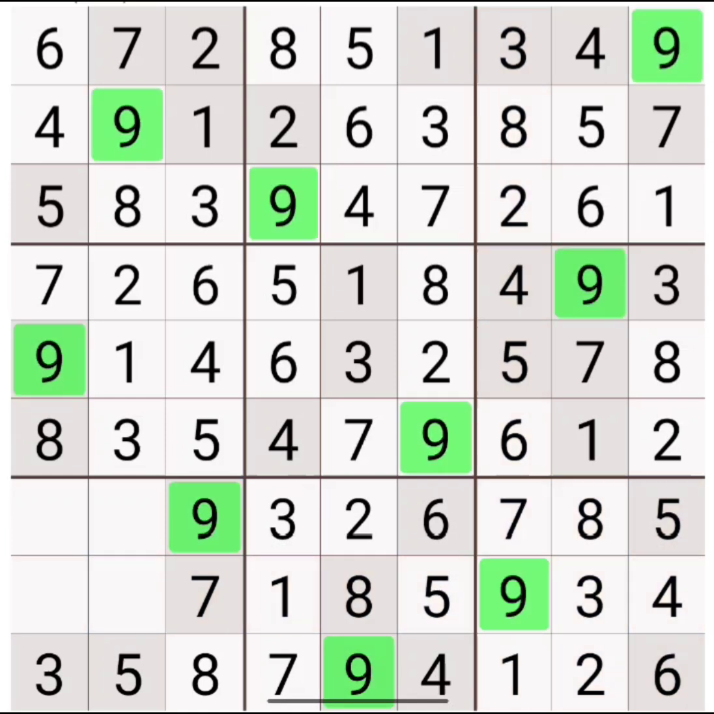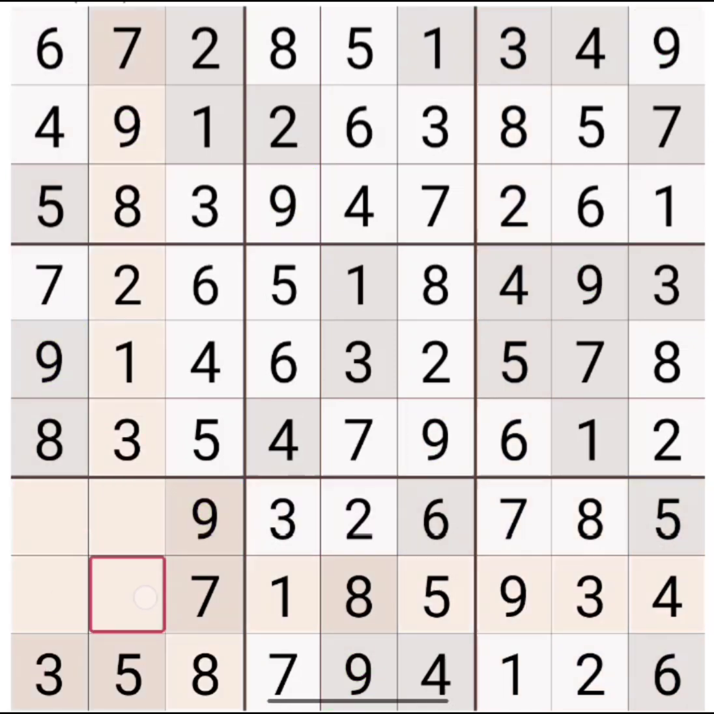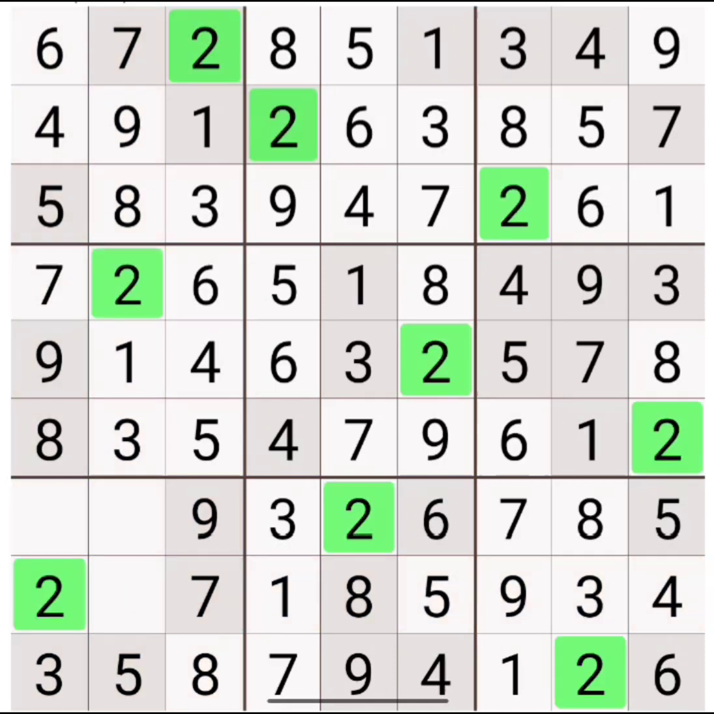Now, let us complete this box. In this box, 9, 7, 3, 5, 8 are there. 1, 2, 4, 6 are missing. We cannot give 2 to these two cells because 2 is in the same row, and 2 we cannot give to this place as well because 2 is in the same column. So, we'll give this cell to 2.